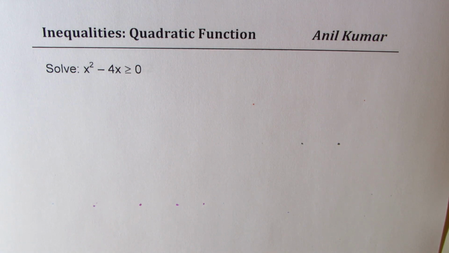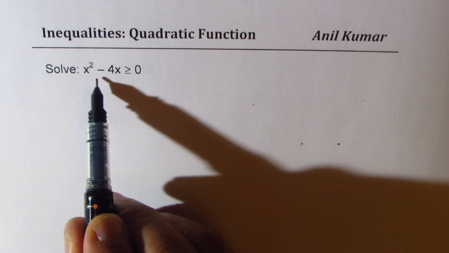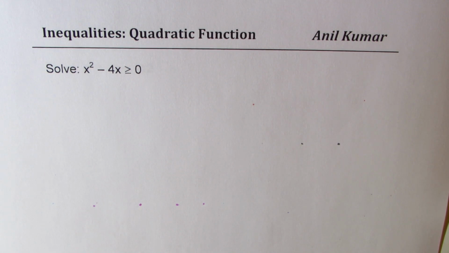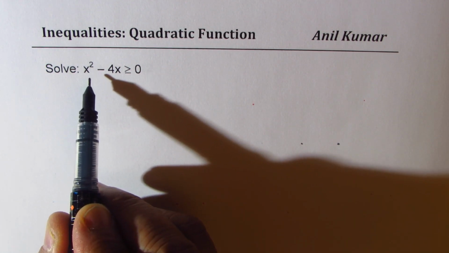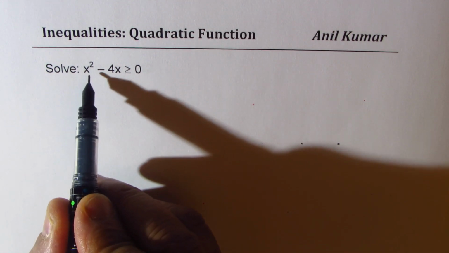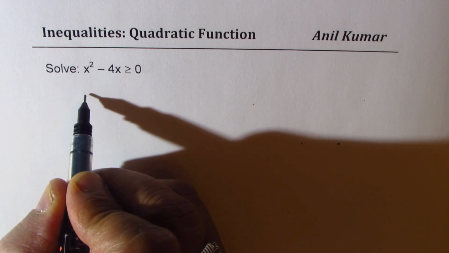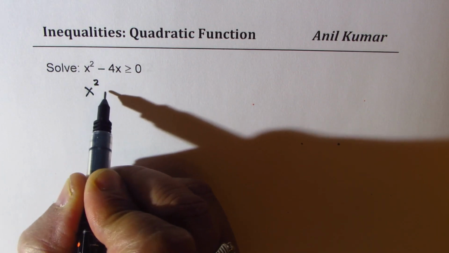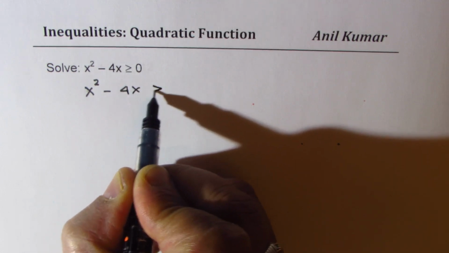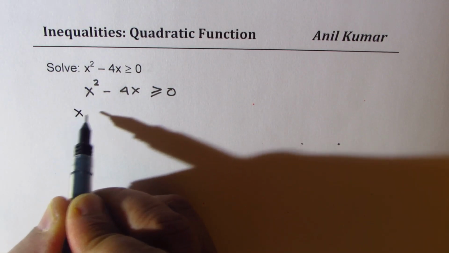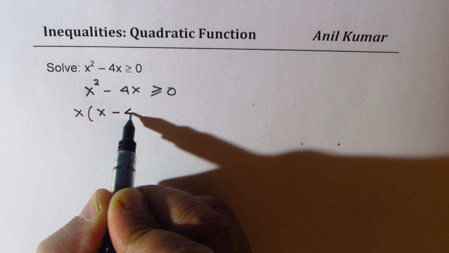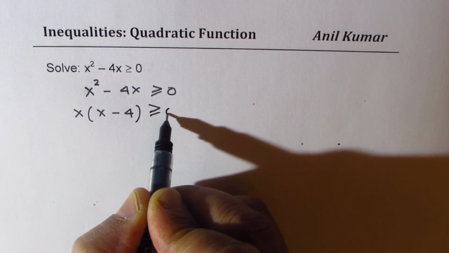So the second one which we'll do is x squared minus 4x greater than or equal to 0. So we'll adopt an algebraic plus graphical approach. We'll factor x. So let me rewrite. We have x squared minus 4x greater than or equal to 0. If I factor, I get x times (x minus 4) is greater than or equal to 0.